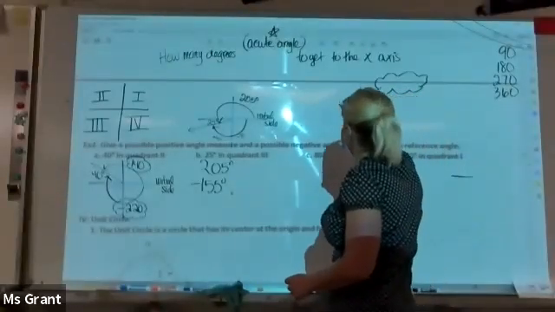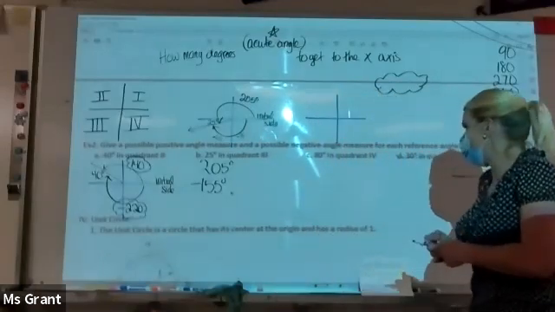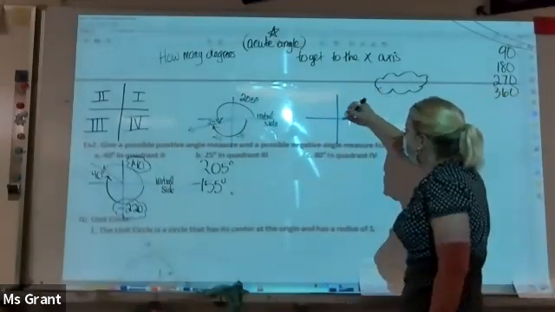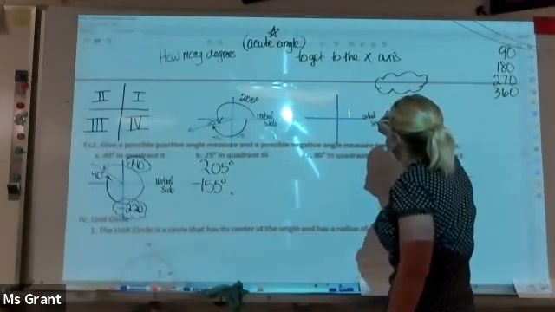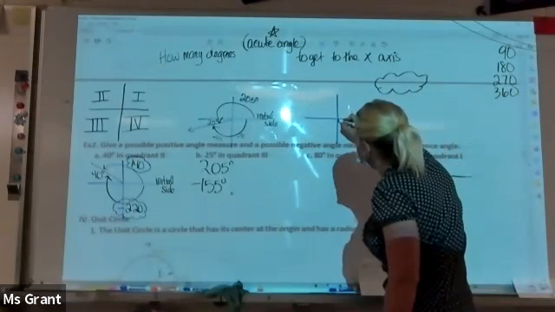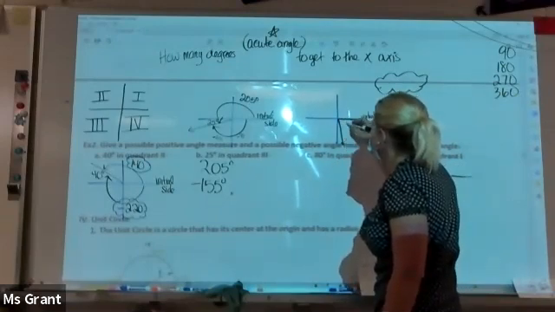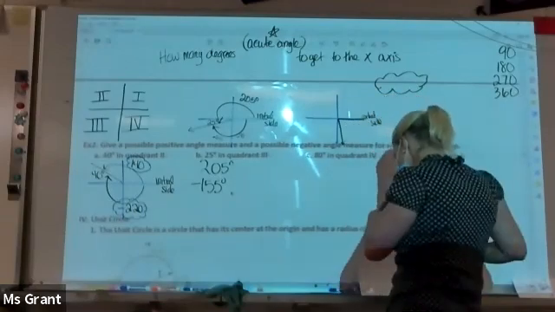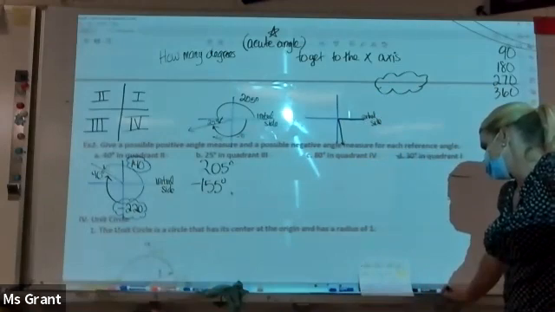I'm only doing C. I'm ending at C, I'm not going to do D. 80 in quadrant 4. Start at my initial side. 80 is going to be like right there. There's 80, right?